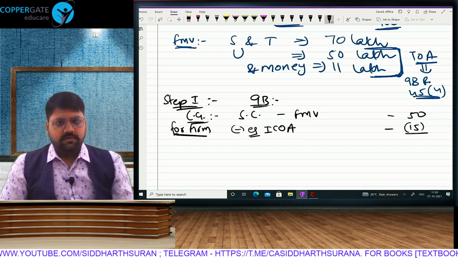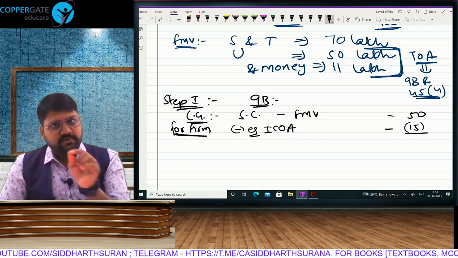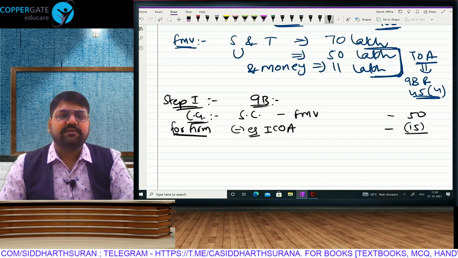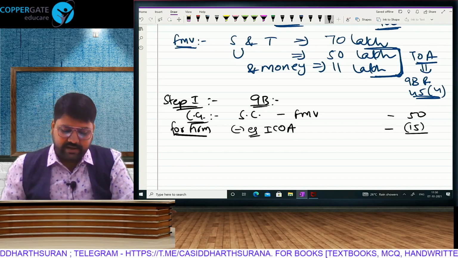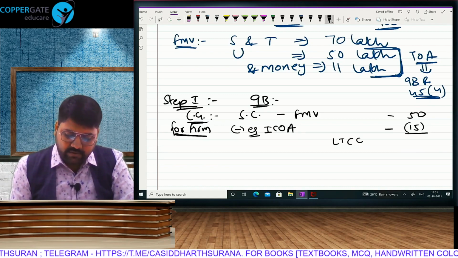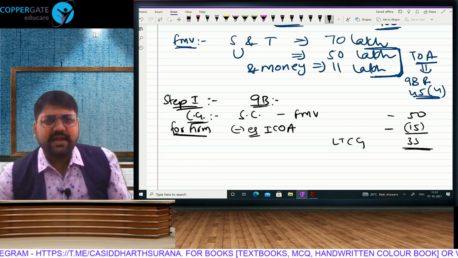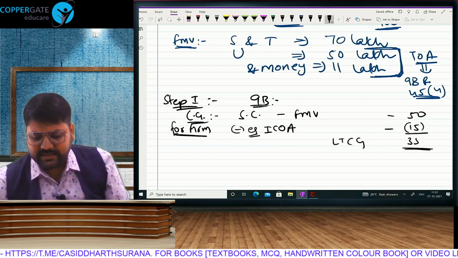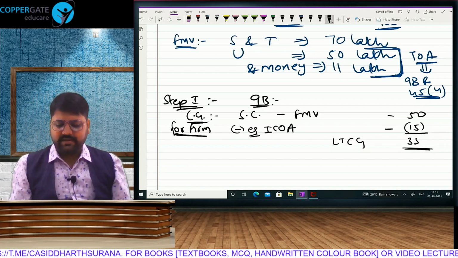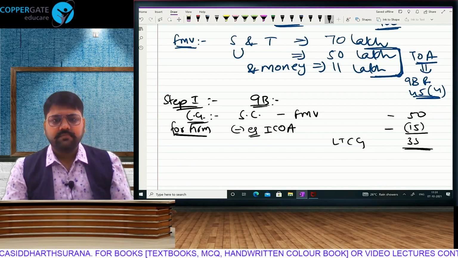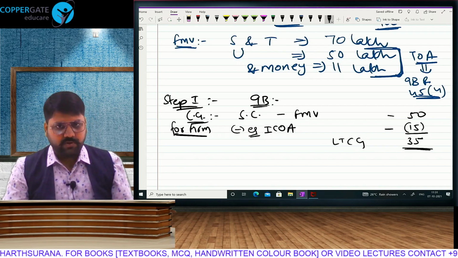So they have written a line in the circular. Let's assume that after indexation, the cost of acquisition is 15 lakh rupees. So what is the long term capital gain on the firm? 35 lakh. 50 lakh is selling price and 15 lakh is cost price. That means long term capital gain will be 35 lakh rupees. No problem.